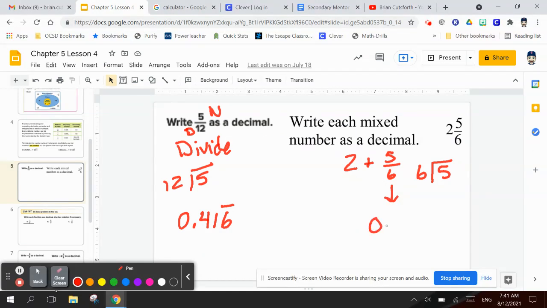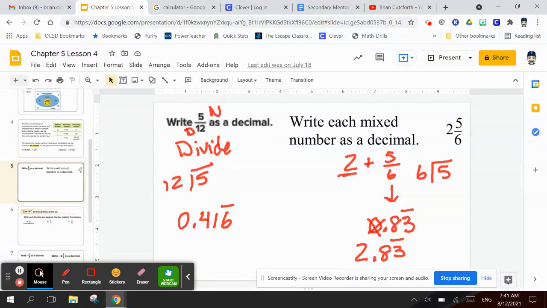So I have 0.83 with the bar over the 3. Now what about the 2? Well, we have to add that to 0.83. So the 0 comes out and the 2 goes in. So it's 2.83 with a bar.